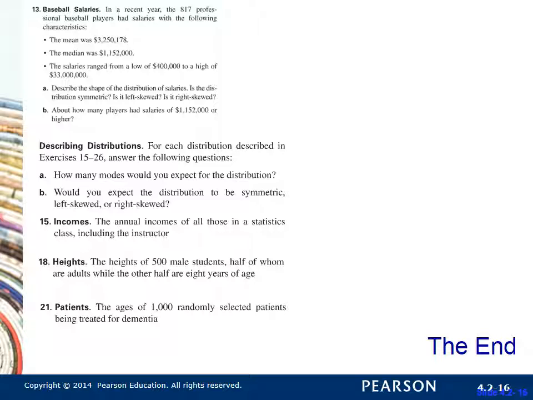For number 15, the annual incomes of those in a statistics class, including the instructor. Now this one I chuckled at, and I chose it on purpose because they are assuming what I call a typical 4-year university dorm live-in kind of situation. In those situations, the students really aren't making any money or have a really small part-time job, and the instructor is the one who's comparatively the highest paid.